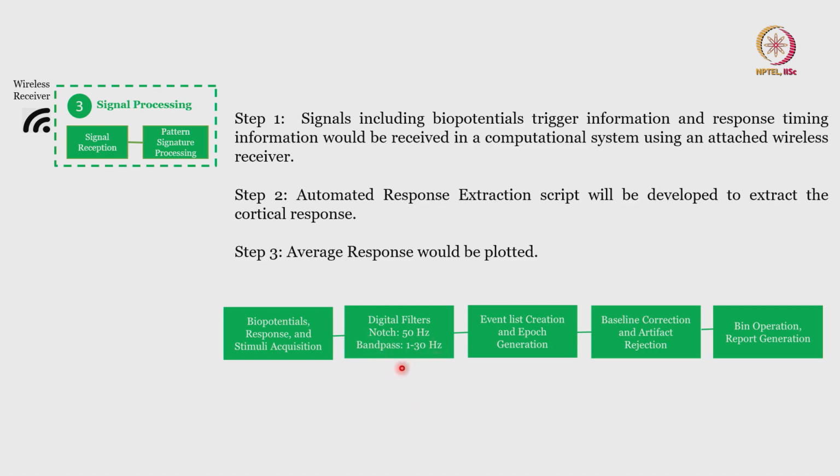You can also use a band pass filter, because most of the scalp recorded potentials for normal cognition applications should be recorded within a particular range. Based on the application, this range differs. If I am recording the auditory brainstem response, this range would be different. So based on your target application, the range of your filters changes. There is also Eventlist creation, which I will come to and quickly walk through. You have to do epoching, baseline correction, artifact rejection, and bin operation. So this is the overall idea of what we are going to implement.